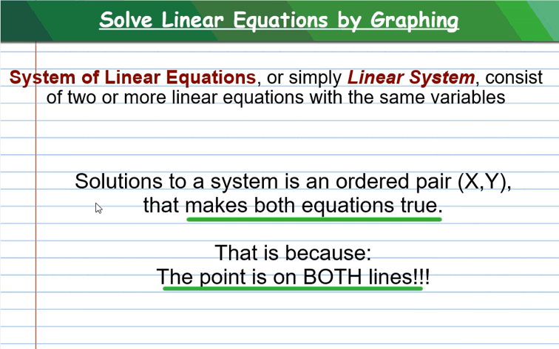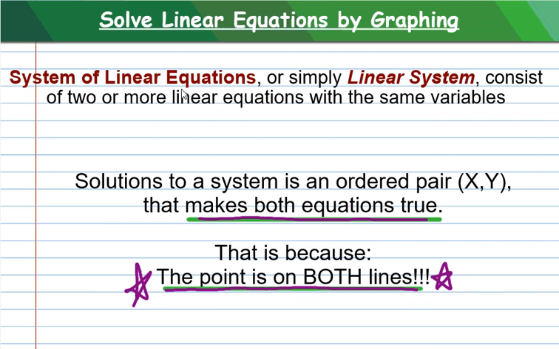A solution to a system is the ordered pair. It's the point that makes both equations true. That is because that point is on both lines. It's the only point that will do that in most cases. So that's what we mean when we say solve the system: find the ordered pair that makes both equations true, because it is the only point that is on both lines.